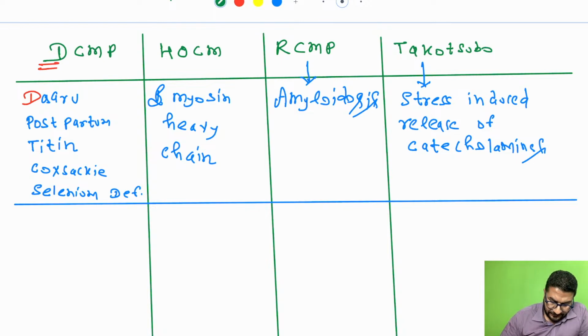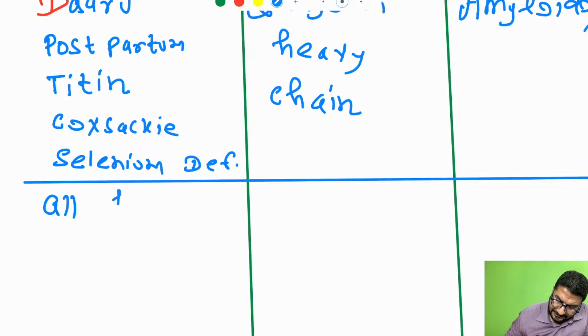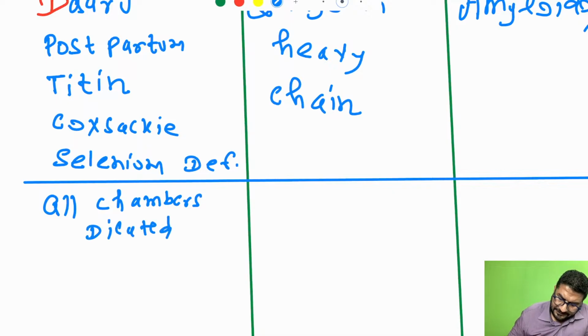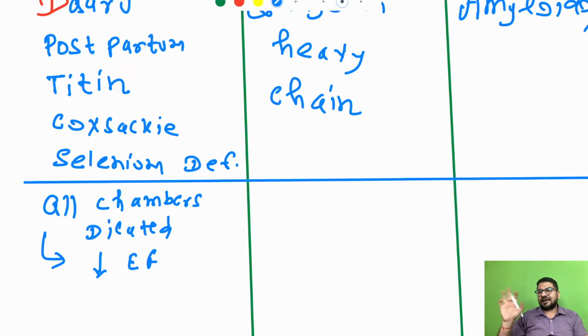अब देखो, second difference is, you can notice in DCMP there is dilatation of all chambers. तो you can notice सारे chambers dilate हो गए. So all chambers are dilated. When all chambers are dilated, ultimately this will lead to decrease in ejection fraction. तो पेशेंट का इजेक्शन फ्रैक्शन 10-20% के आसपास ही होगा.